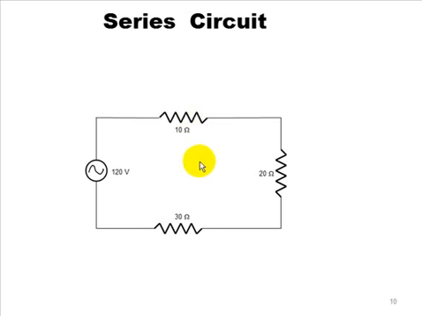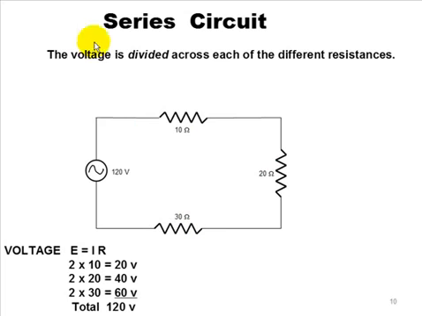It could be a 10 ohm load of some kind, 20 ohm, and a 30 ohm. The voltage is divided across each of the different resistances. Across this 10 ohm resistance, I'm going to have 20 volts, because you use E equals I times R. Across this 20 ohm resistance, I'm going to have 40 volt drop if I measure my voltmeter from here to here. And across this, I'm going to have a 60 volt drop. But if I add them all up, they add up to the supply voltage.